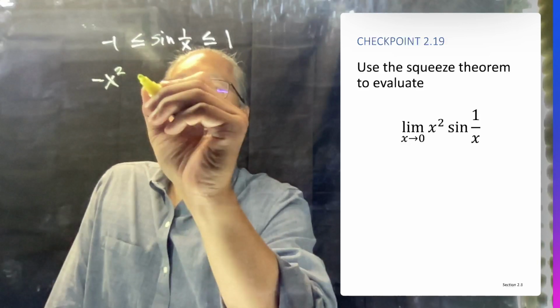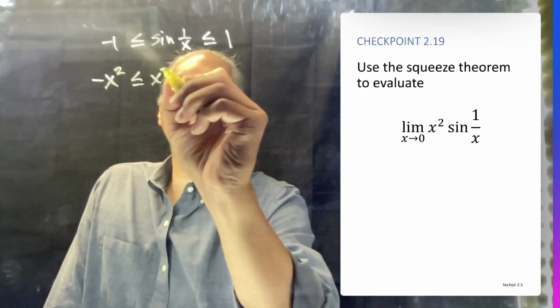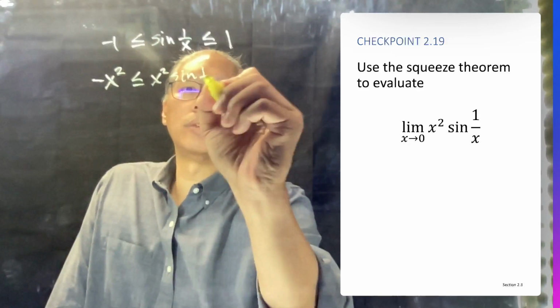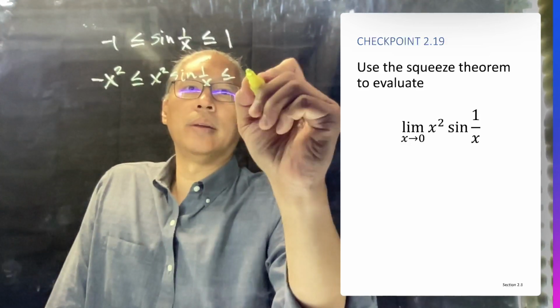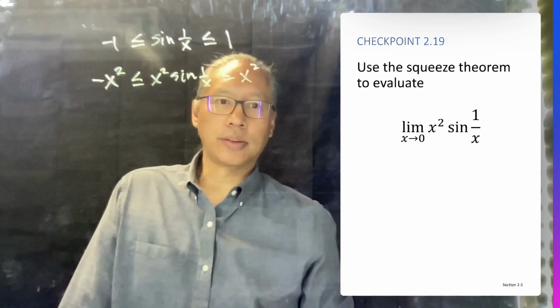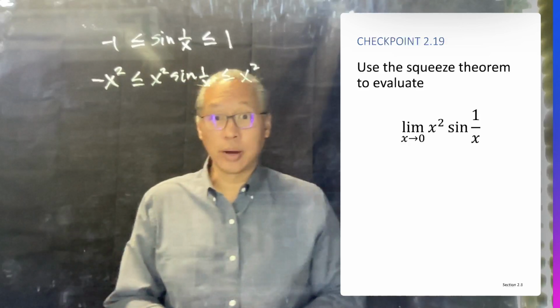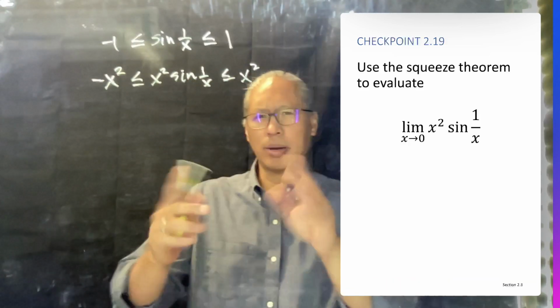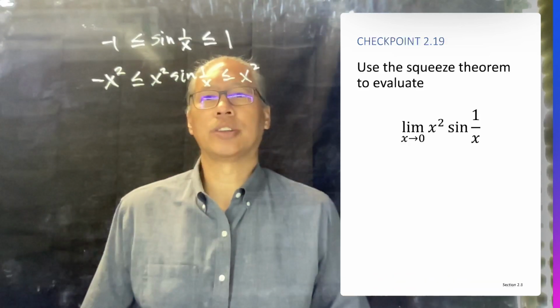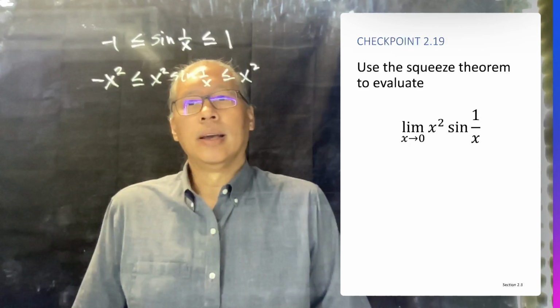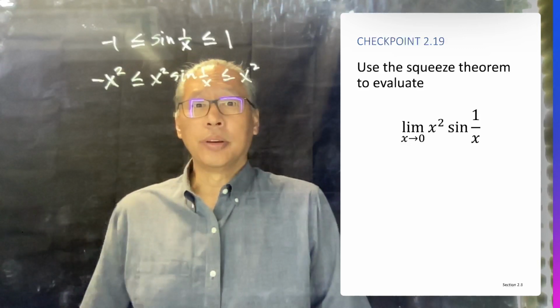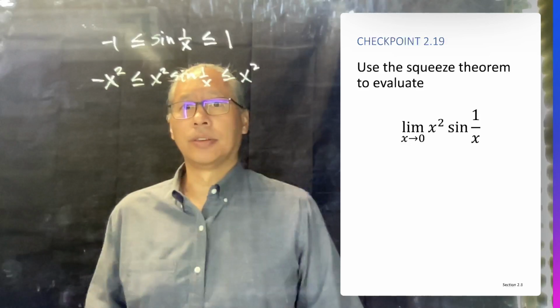So we have a negative x squared, and we have an x squared times sine of 1 over x, and we have an x squared. And x squared is always positive, so we don't have to worry about switching signs or anything strange like that. Also, we know the behavior of these two functions.